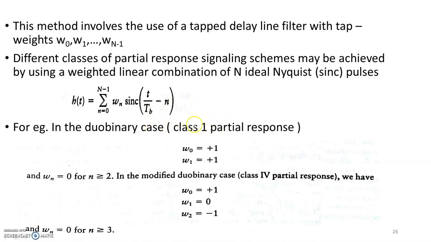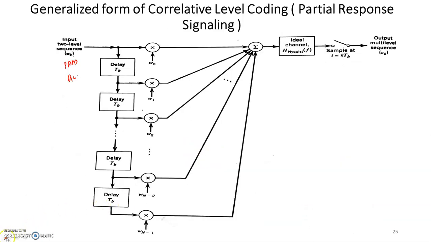Consider when you have a class 1 partial response. Class 1 is also known as duobinary. In class 1 you have the weight W0 equal to 1 and W1 equal to 1. So in the generalized form you just substitute W0 equal to 1 and W1 equal to 1, and all others are 0, so you have only these two blocks.